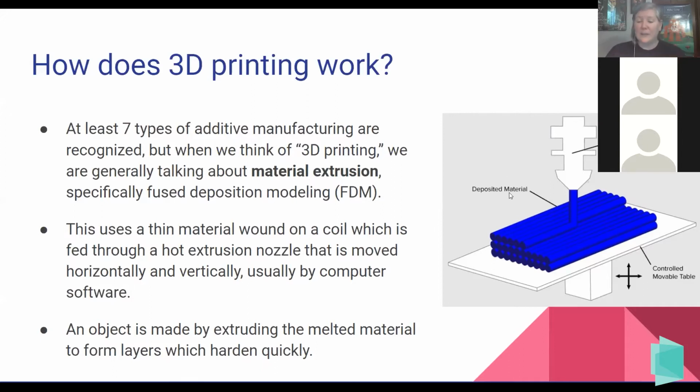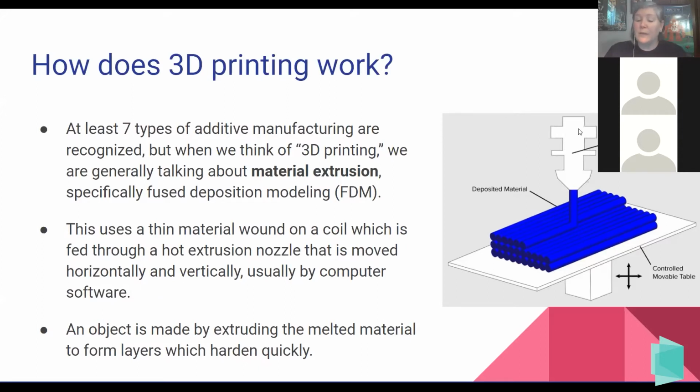It uses really thin material on a coil, which is wound around that big roll you saw. And it goes through, I'm going to just move this out of the way. Okay, moving this. If you can see the picture here, we've got a hot nozzle, and that gets up to over 200 degrees Celsius, so it gets really, really hot. Usually the bed here, this table that moves, is also quite warm depending on what you're printing. So we do try to make sure that we're very careful around a 3D printer because you can get burned.